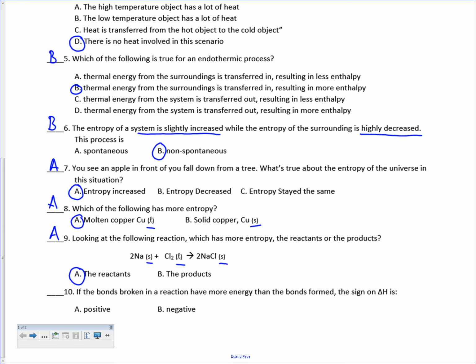Number 10: if the bonds broken in a reaction have more energy than the bonds that are formed, the sign of delta H is... For this one, you have to remember that breaking a bond requires energy, and as bonds are formed, it releases energy. And so it's saying that more energy goes into breaking bonds than is released. Okay, so that means more energy is coming in. If energy is coming in, then it's an endothermic process, which means delta H is positive.